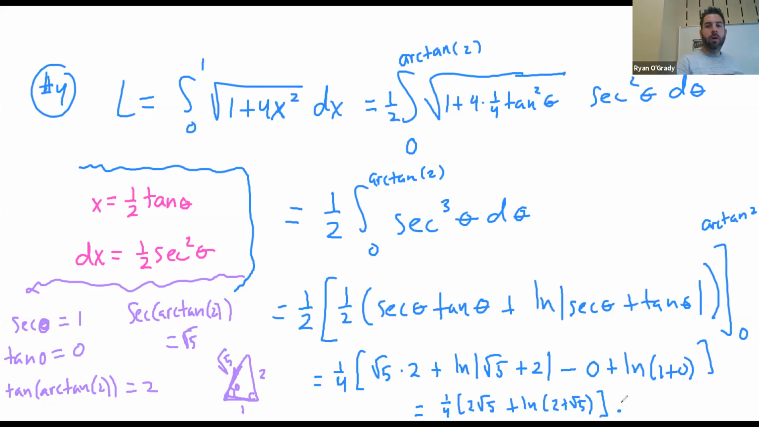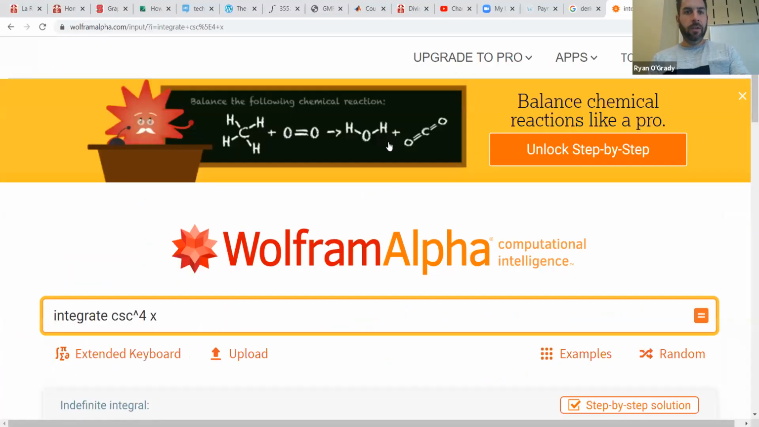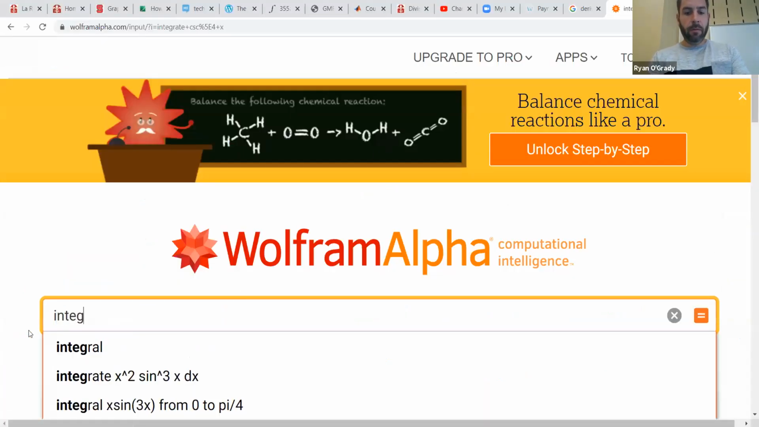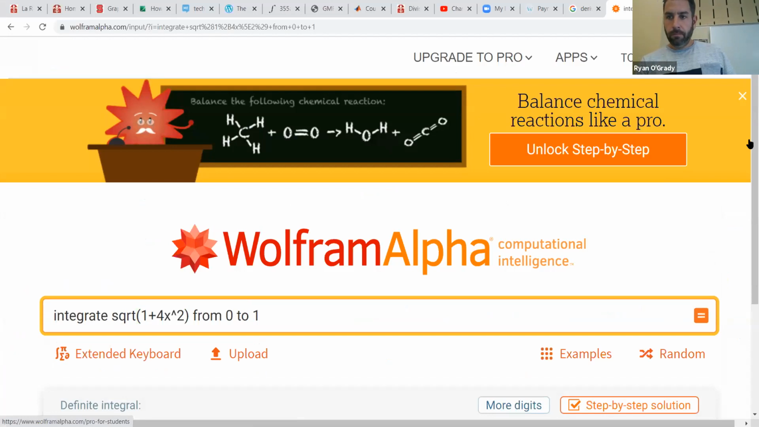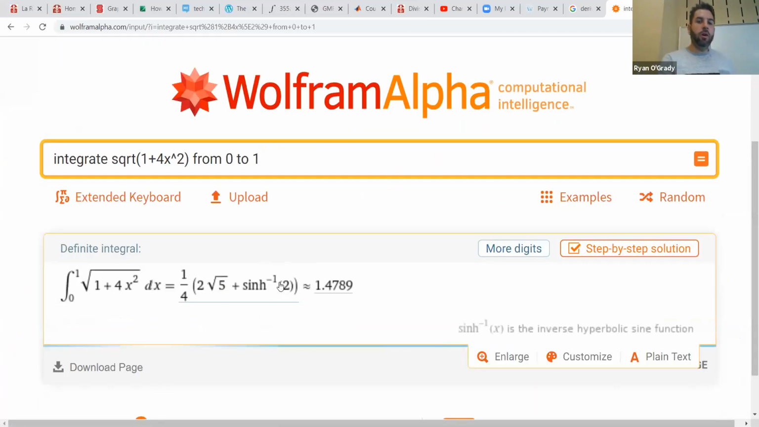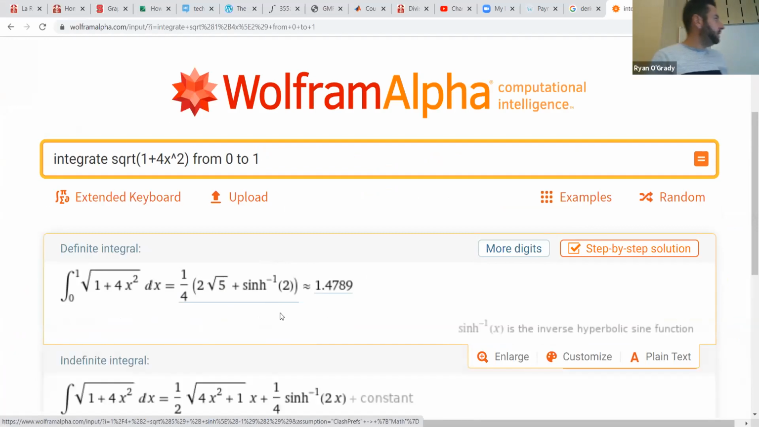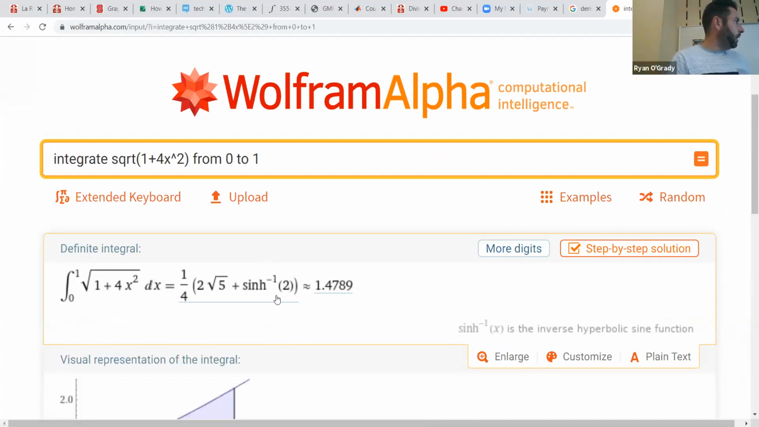So Wolfram will use what's called the hyperbolic sine. Let's double check. So we got 1/4 times the quantity 2 root 5 plus log of 2 plus root 5. Yikes. So if we go to Wolfram, they're going to get the same thing, but they're going to write it differently. See, now they use what's called the hyperbolic inverse sine. But you can write this in terms of logs and you get the same answer we got.